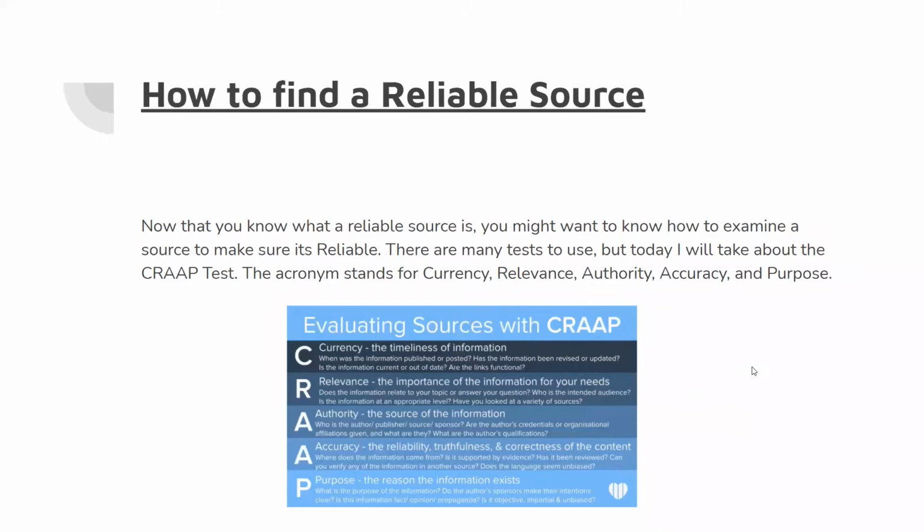How to find a reliable source? Well, now that you know what a reliable source should be, you might want to know how to examine a source to make sure it's reliable. There are many tests to use, but today I will talk about the CRAAP test. The acronym stands for Currency, Relevance, Authority, Accuracy, and Purpose.